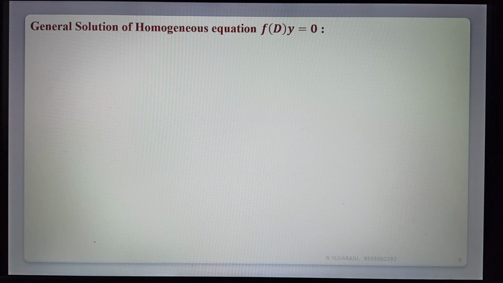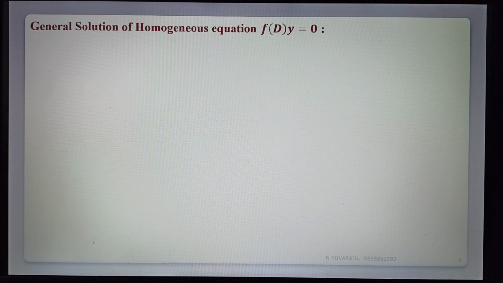The operator form of the higher order differential equation is f(D) y = q(x), where f(D) is a polynomial in capital D of nth degree, and capital D is the d/dx form. First of all, we have to find the general solution of the homogeneous equation. Homogeneous means q(x) = 0, that is, f(D) y = 0.